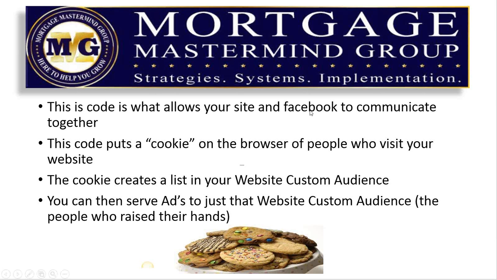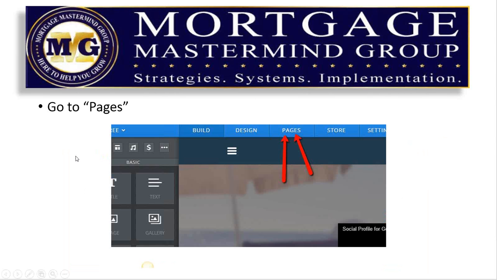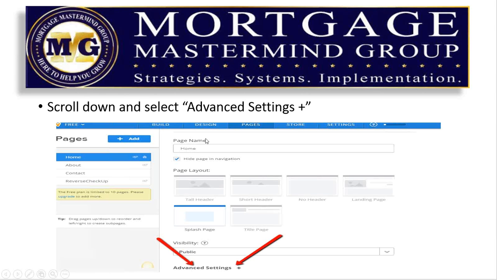Okay? So on your new website, you're going to put that code in the section in your website where it's not visible. You don't have to worry about people seeing that. It's just a section of code that you're going to paste to be able to make your website speak directly to Facebook. So when you go to Weebly.com, you're going to select the Edit option. When you get to the Edit option, you're going to select Go to Pages. When you get to your pages, you're going to select Advanced Options.